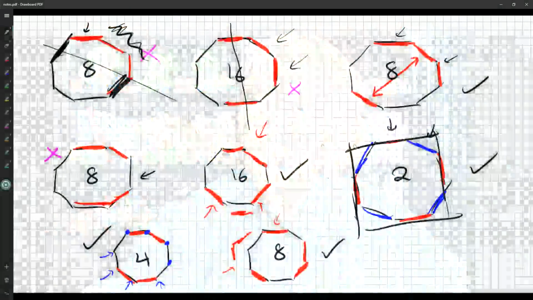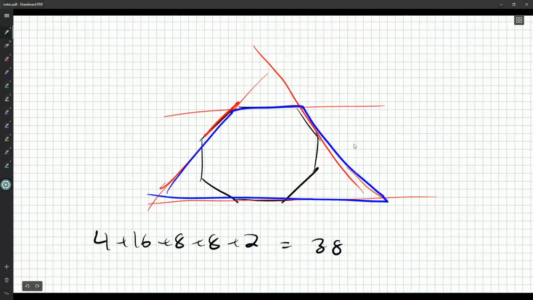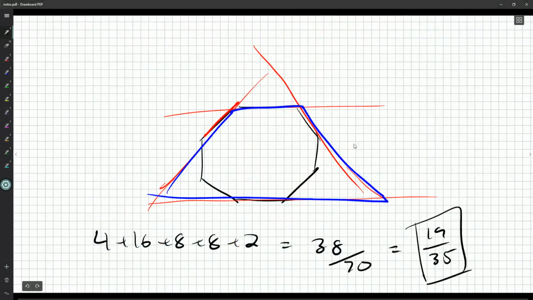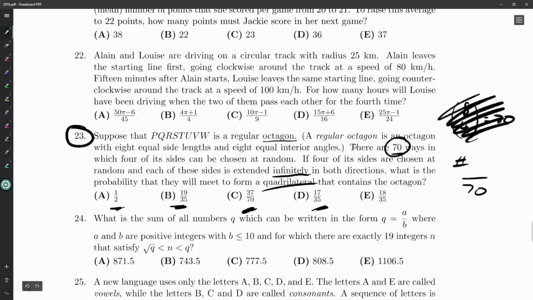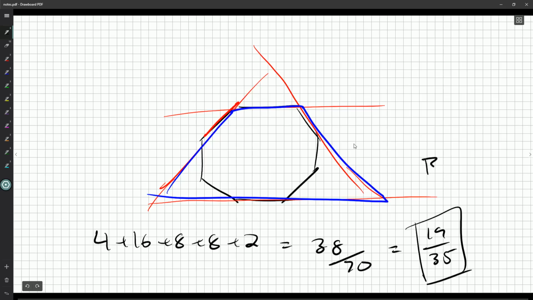But I'm going to get back to the question to finish it off. So it's 38 out of 70. So we can divide top and bottom by 2, and we'll get 19 out of 35. So that's my probability, and is that one of the possible answers? It's B. So we're going to bubble in B. And that does question 23 quite nicely.